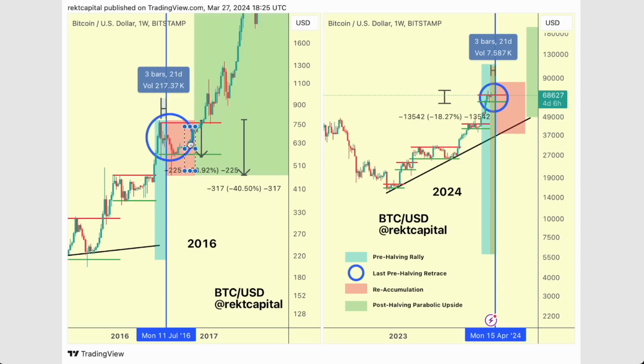In 2016 it enabled a 29% retrace, or 40% if you like to take into account this downside wick. That pre-halving retrace enables downside before the halving, and the same thing happened in 2024, offering us 18% downside before the halving. So that's one of the bargain buying opportunities at this point in the cycle. The second and probably last bargain buying opportunity is going to be the reaccumulation range, and at the moment we don't know quite where this range is.